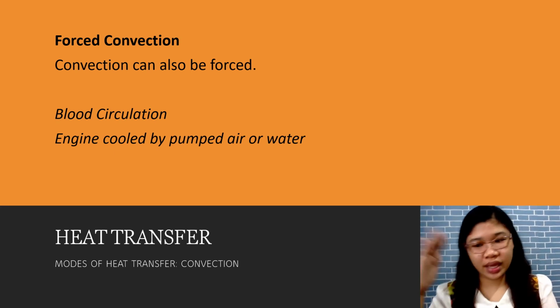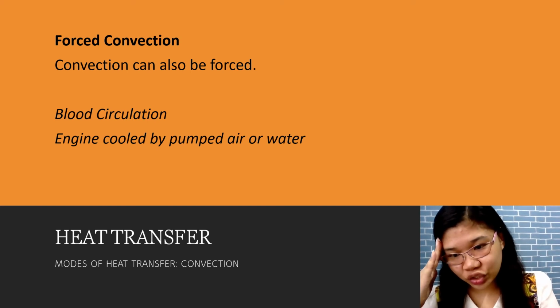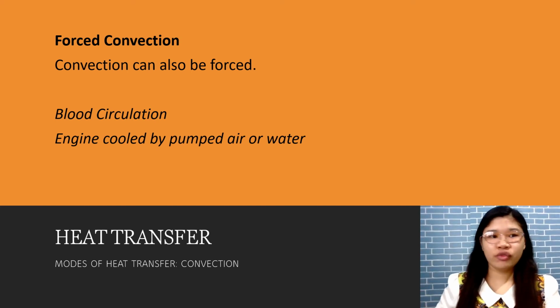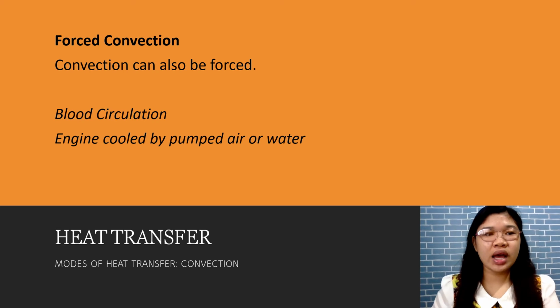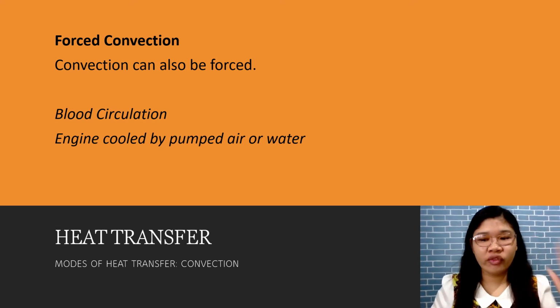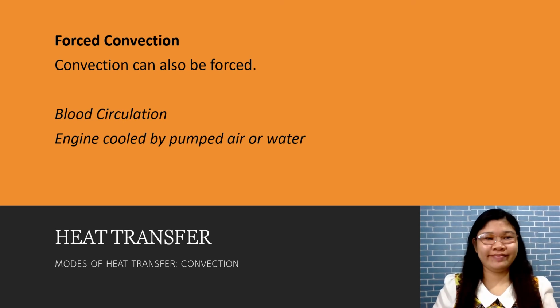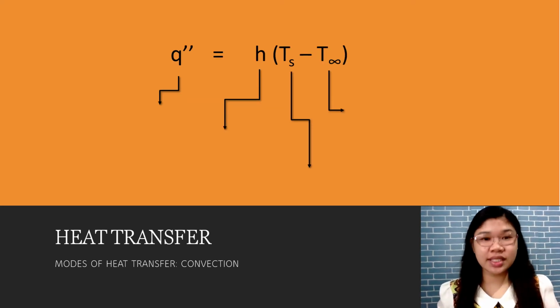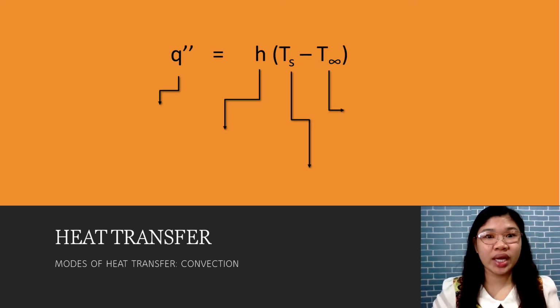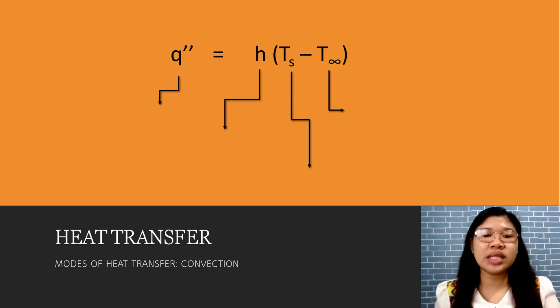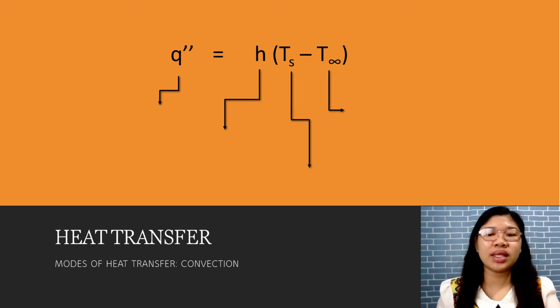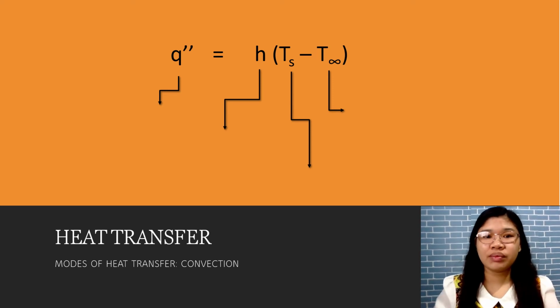So again, I think I mentioned convention again. Forgive me because I always say convention instead of convection. Again, this is the most important part, wherein there is the formula for convection. So we have here q'' is equal to h multiplied by (Ts minus T infinity).